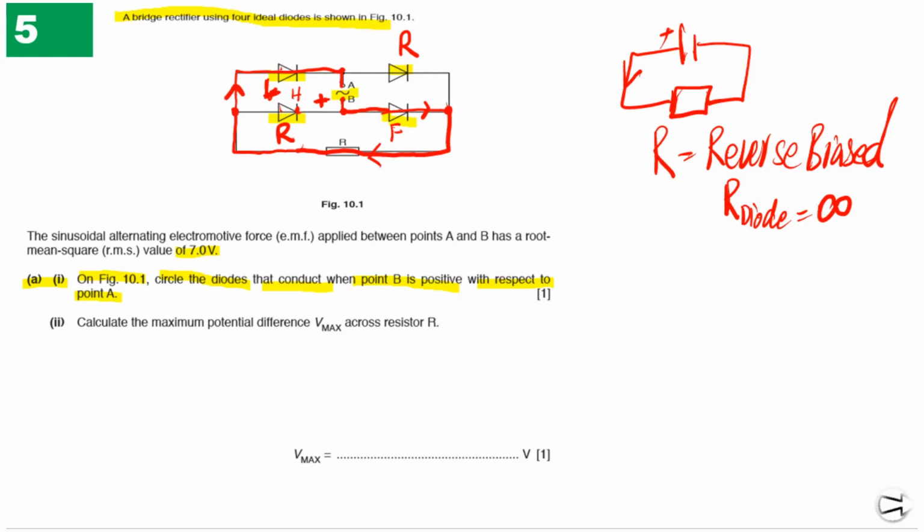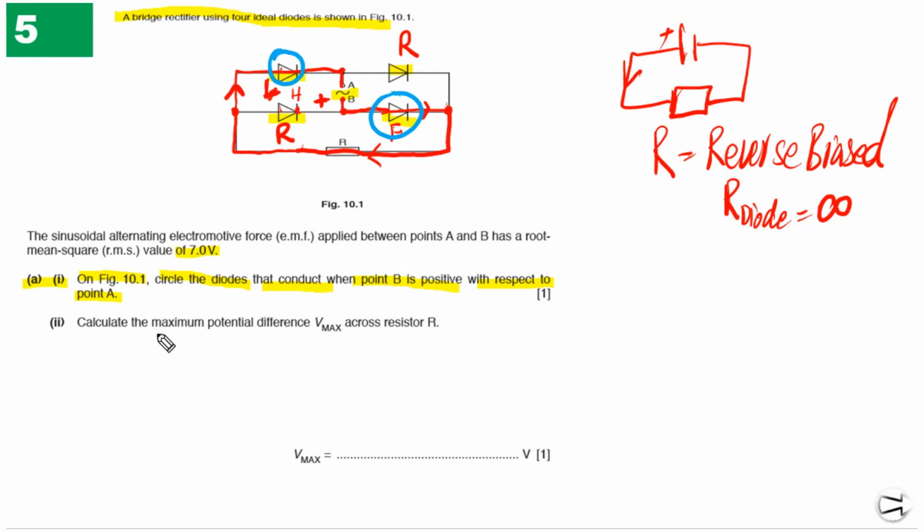So only these 2 diodes will conduct. So this is one diode we need to circle, and the second diode is this one. This will also conduct. So this is our final answer for part A1. Let's move on to part A2.